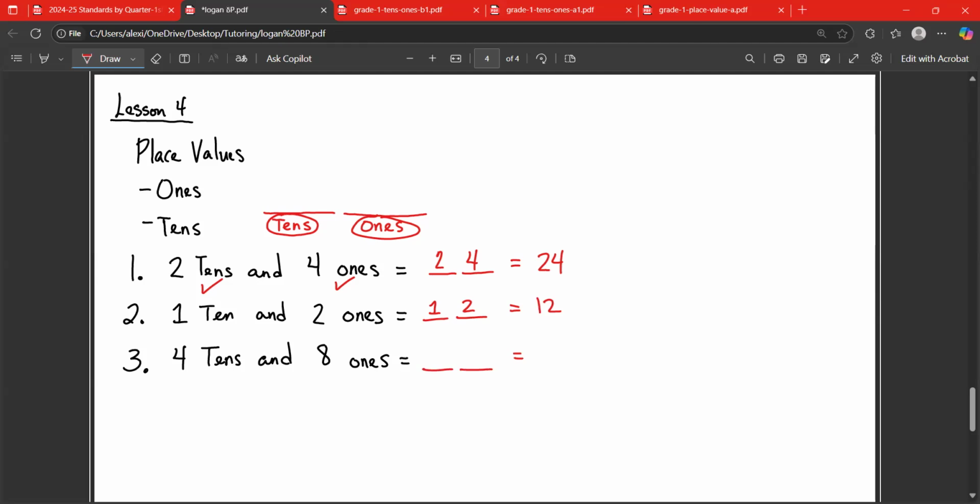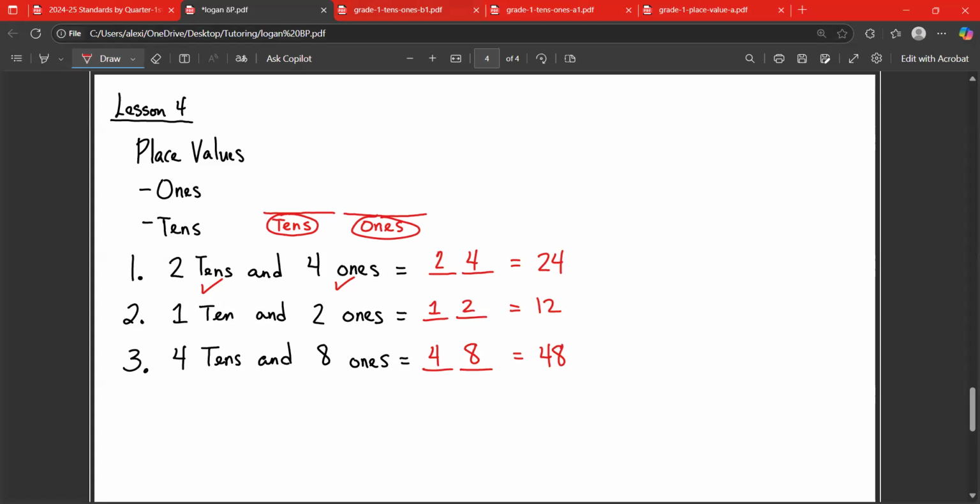Now I have 4 tens and 8 ones. Well, remember, the tens is on the left, 4, and the ones are on the right, 8. So what number is this? 48. Good job. If I gave somebody 4 $10 bills and 8 $1 bills, I've given them $48, which I hope they're happy about.